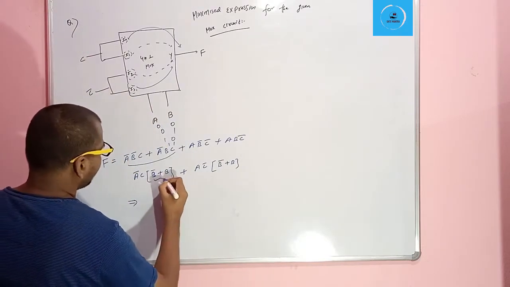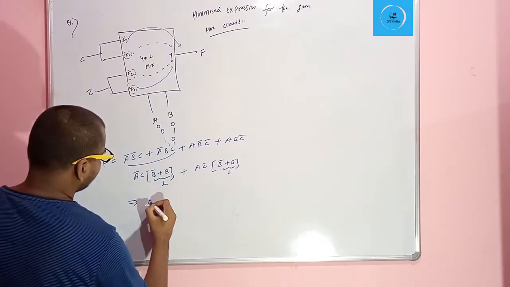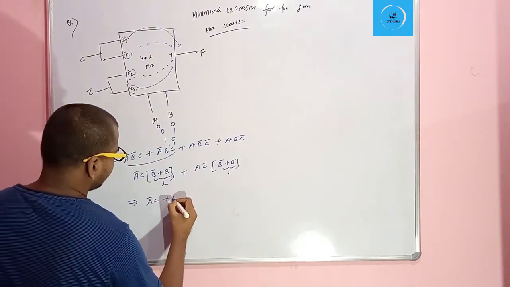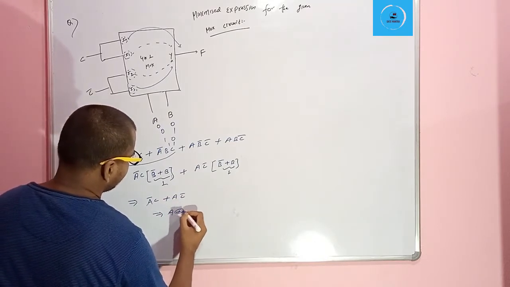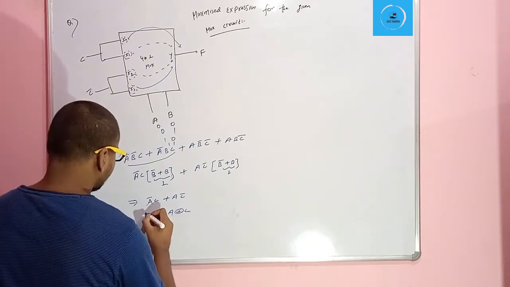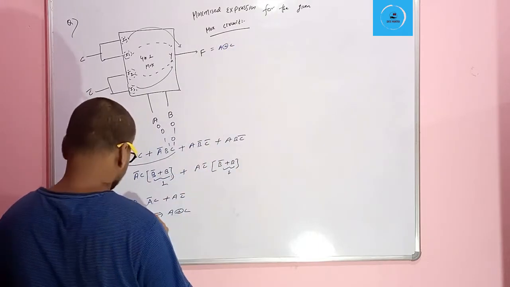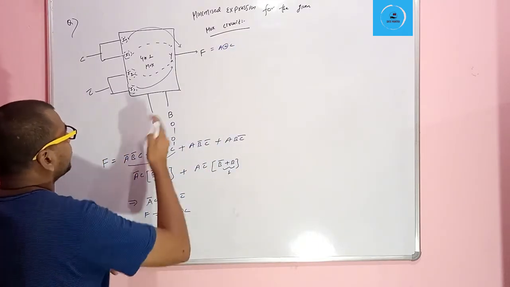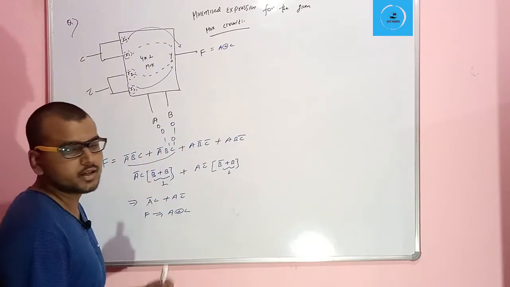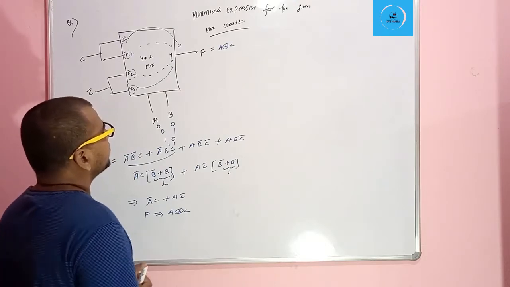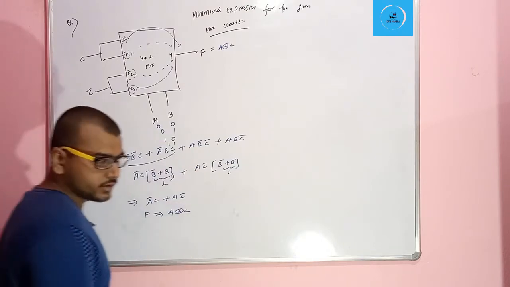Now here B bar plus B equals 1, and then we have A bar C plus A C bar. This is equal to A XOR C. Okay, so our function F will be equal to A XOR C. So in the question, given the 4 to 1 mux, where A B is the select lines and the inputs are C and C bar, the minimized expression for the output of the mux is A XOR C after doing all this process.